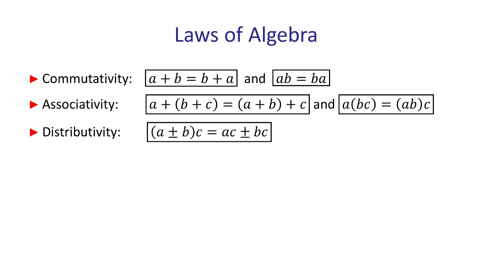The last law is called distributivity. It says that A plus B multiplied by C equals AC plus BC, or A minus B multiplied by C equals AC minus BC. You need to know that all of the rules of algebra are a result of those three laws, and everything is extracted from them.